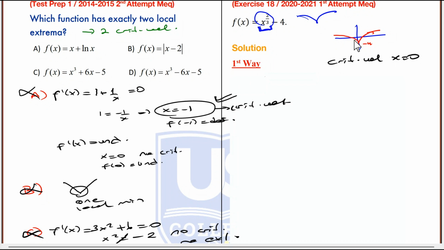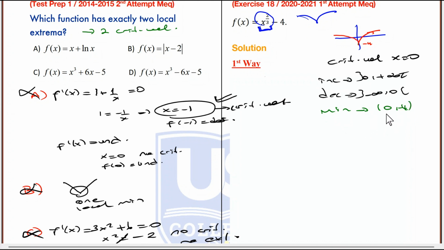It's x equals 0. And what is the increasing interval? It is from 0 to infinity. What is the decreasing interval? It is from negative infinity to 0. What about local extrema? Since this is the minimum point, we have a local minimum at x equals 0, y equals negative 4. Local minimum at 0, -4.